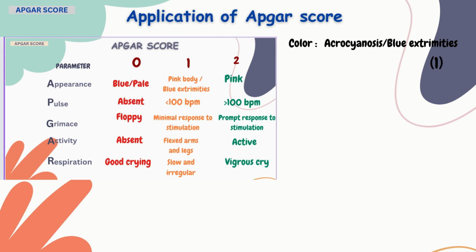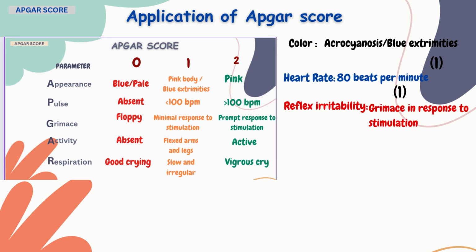The next parameter that we have is heart rate. In this scenario it is given that the newborn is having 80 beats per minute. So as per the table, the newborn will be getting a score of 1. The next parameter is reflex irritability. In this scenario, the newborn shows grimace in response to stimulation. So, looking into the table, the newborn will again be getting a score of 1.